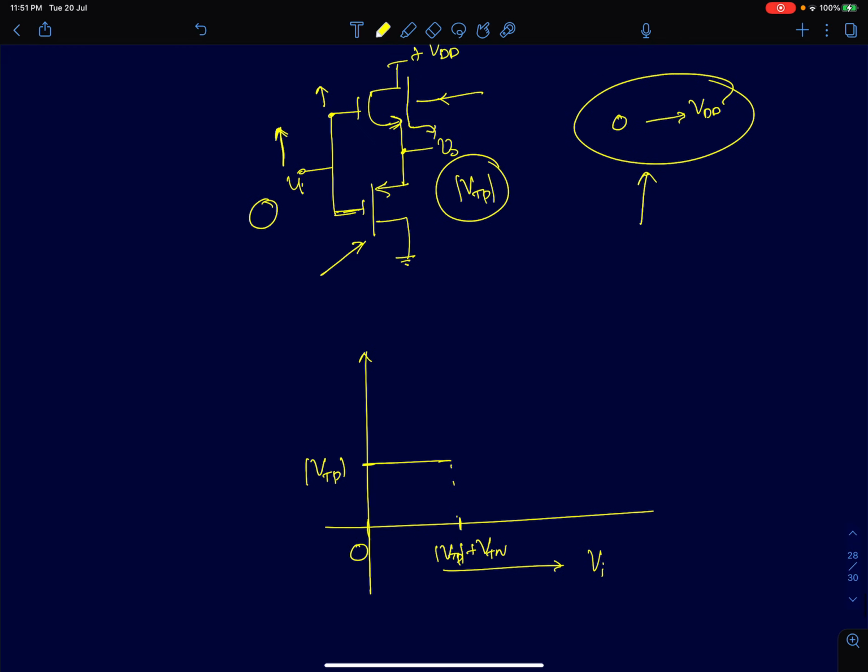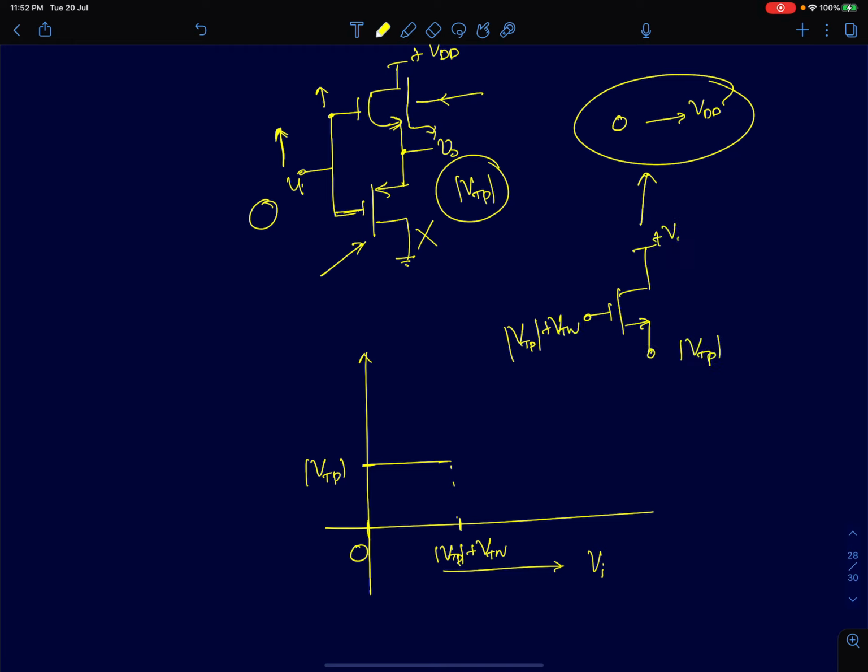Now after that you can ignore the PMOS part because your PMOS gate voltage is always at a higher voltage than the source, so it won't conduct. It's higher by VT at least, so this device will not conduct. So the circuit will only look like something like this. You have now a voltage given by mod VTP plus VTN, and the output voltage is at mod VTP here, and this node here is at VDD.